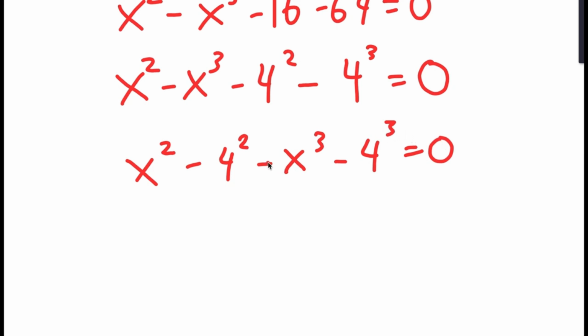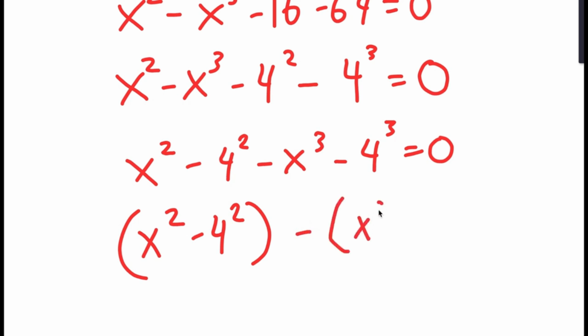So now there's two properties that I'm going to use. Before that, I'm going to write this as x squared minus 4 squared, and I'm going to group this minus x to the power of 3 plus 4 to the power of 3. We put this plus because this negative sign distributes.